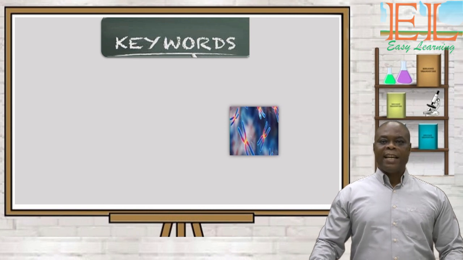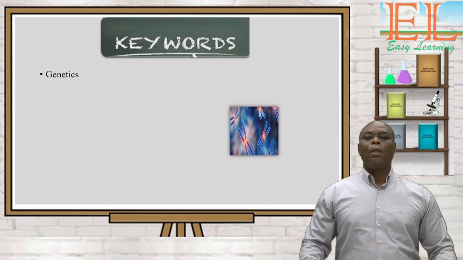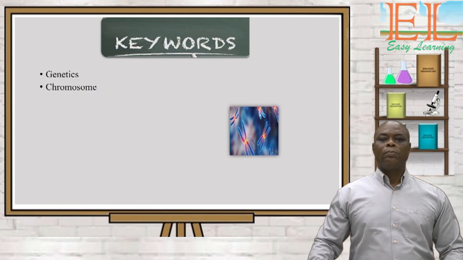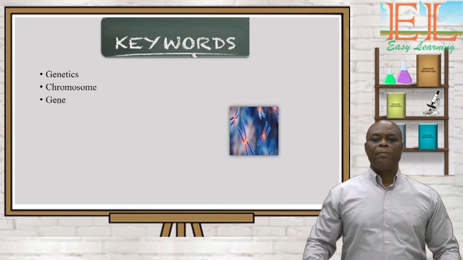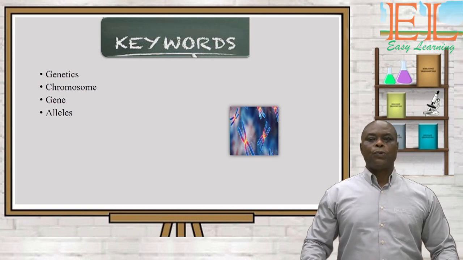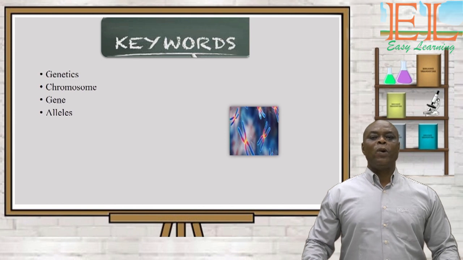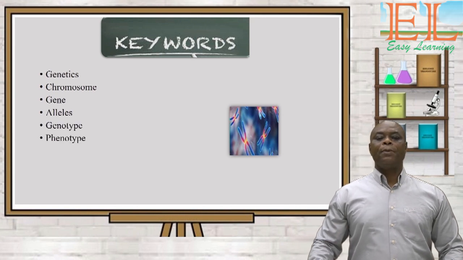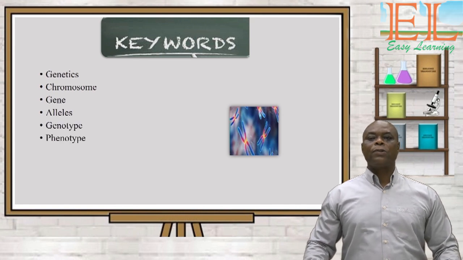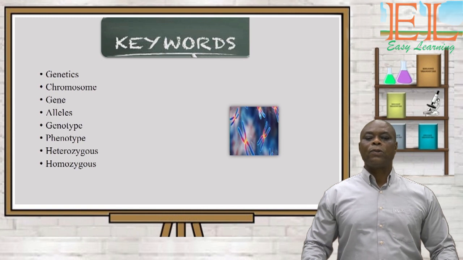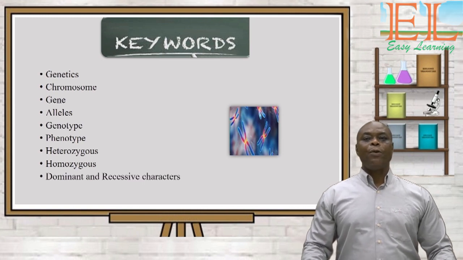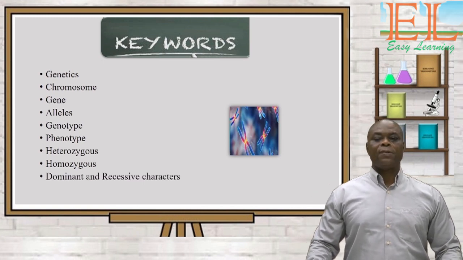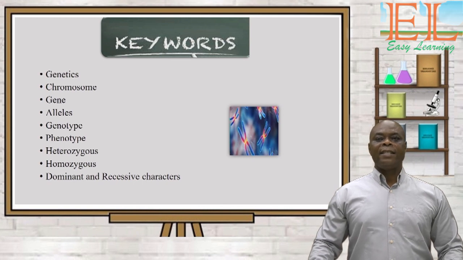We have genetics, chromosome, gene, alleles. Check the pronunciation well, alleles. Genotype, phenotype, heterozygous, homozygous, dominant and recessive genes. Now let's start our lesson.